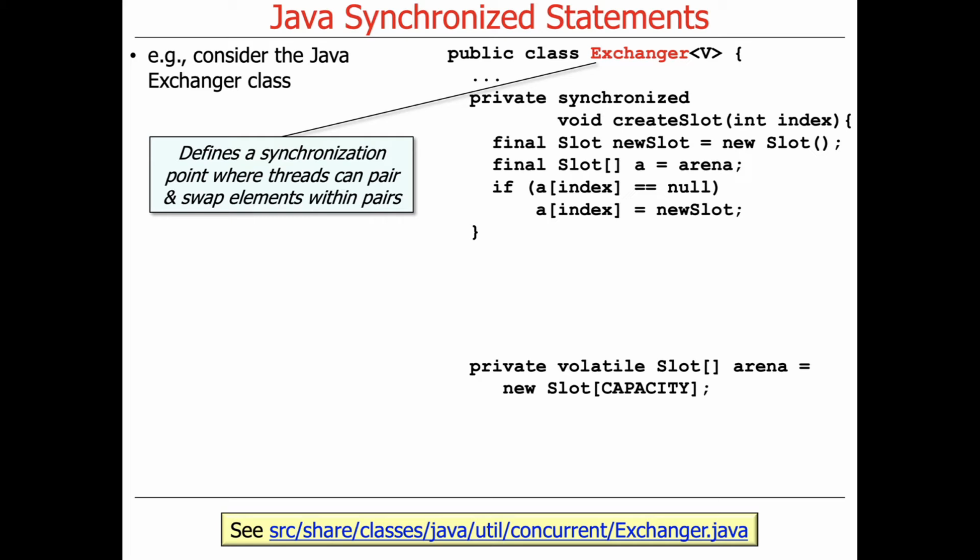And to make this clear, we're going to take a look at a class that's implemented in the Java class library called the exchanger. This defines a synchronization point where threads can pair up and swap elements within pairs. Not entirely sure why you'd ever want to do this, but it's in Java, so I figured I'd use it, and it's a great example of the difference between synchronized statements and synchronized methods.